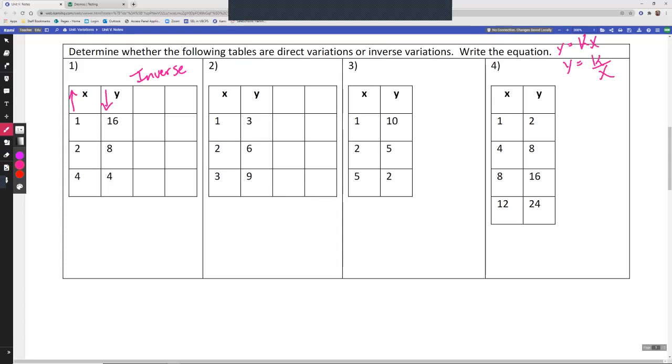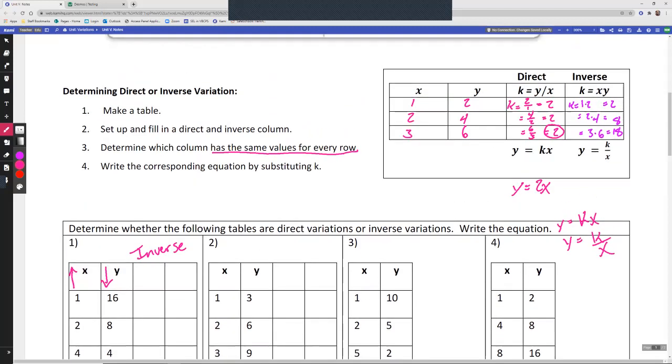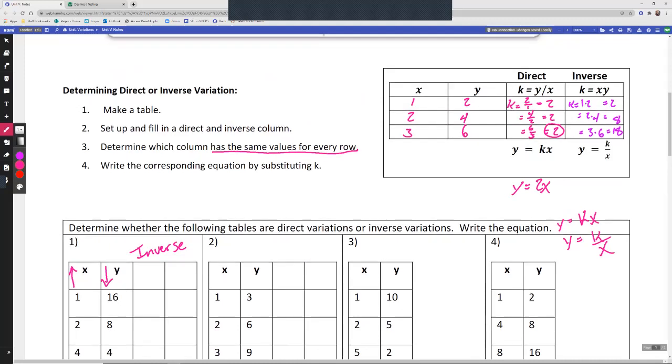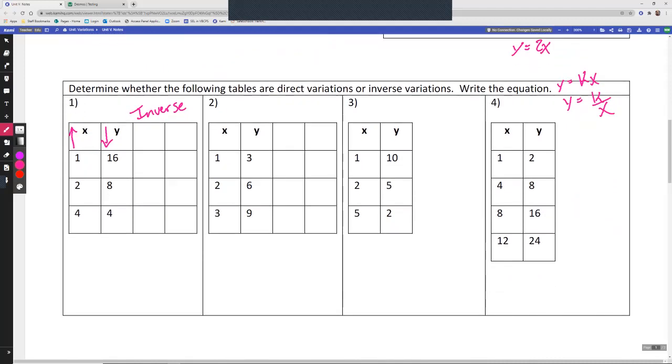Now, we just saw with this first one that it's inverse because our x values are always going up and our y values are always going down from the values given in the table. The next step is going to be to do what we did above. Since we know it's inverse, we're going to use our inverse formula, that k equals xy, and that y equals k over x. I'm going to start with the k equals xy, so I don't have to solve for y first. If you use the y equals k over x, you'd have to solve for k and then substitute your stuff in. All right, so I'll use that version.